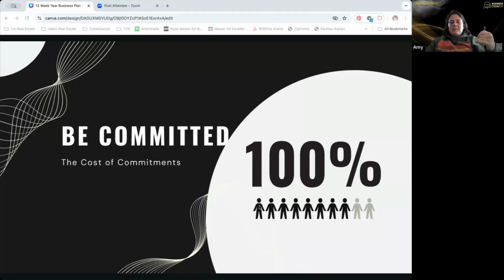So when we make these commitments and we're saying, hey, this is what we're going to do, am I willing to be 100% committed to this? What's the cost going to be? Because we want to ensure that we're willing to make that commitment. And we may need to have conversations with people where that cost affects other people.